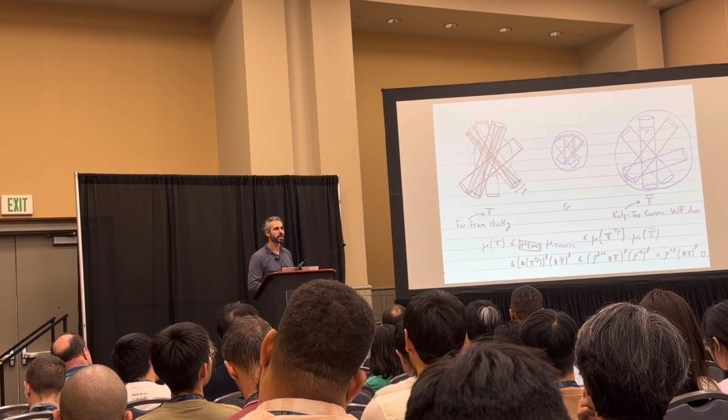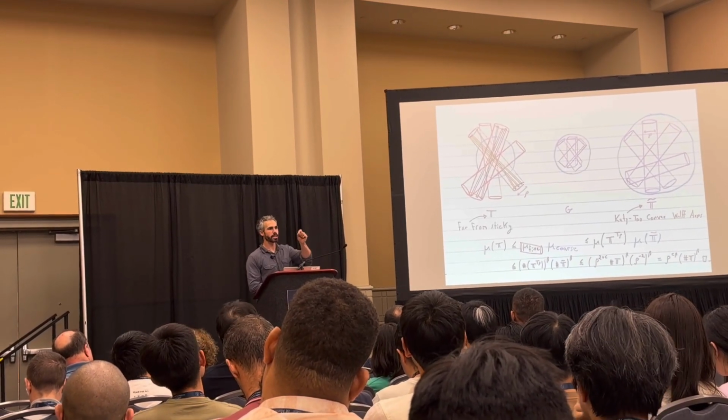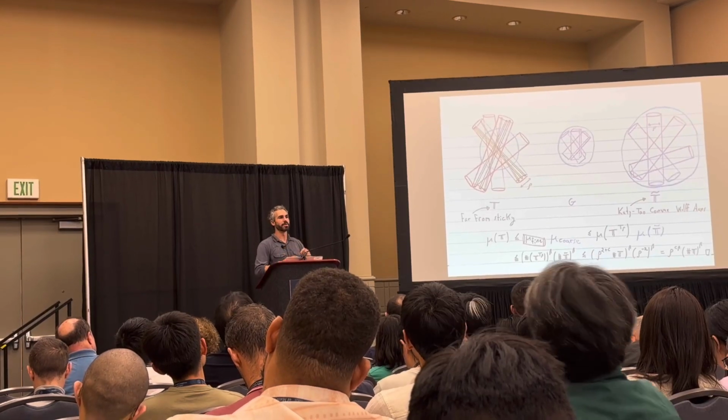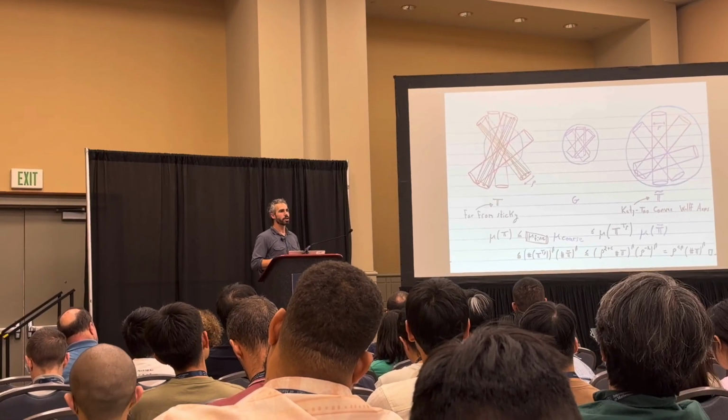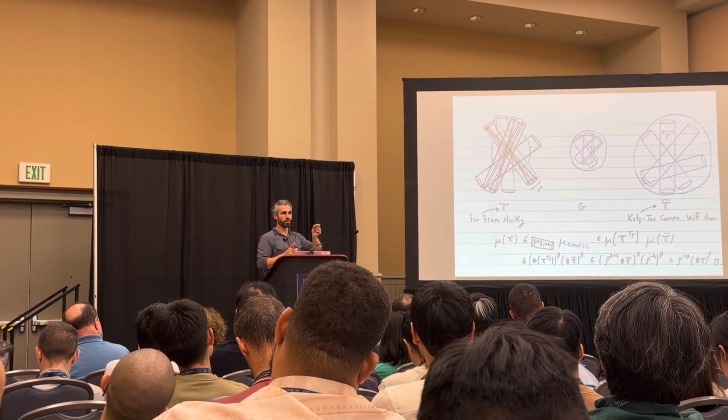And here's why. So take a point in R^3. I want to understand how many delta tubes pass through it. Those delta tubes came from different rho tubes.